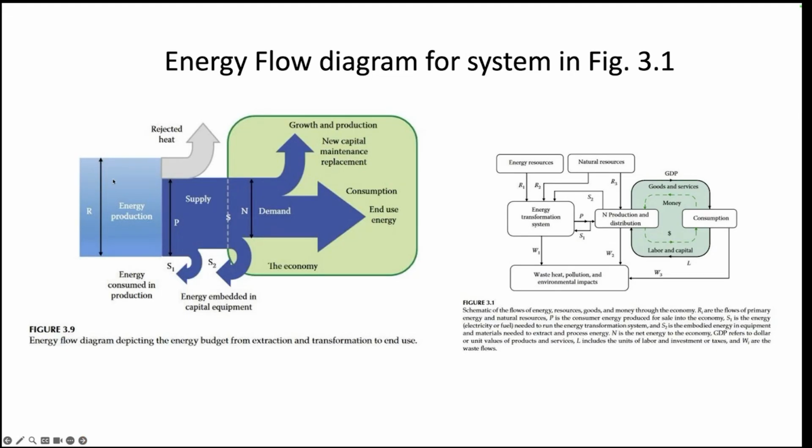So your book shows this diagram and this diagram. So here we've got energy production. There's some heat rejected, and energy that's embedded in the capital equipment. And then the energy that's available for consumption and for growth and production. That's related to that diagram we saw before.